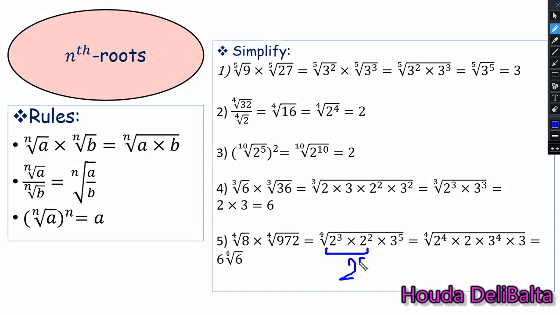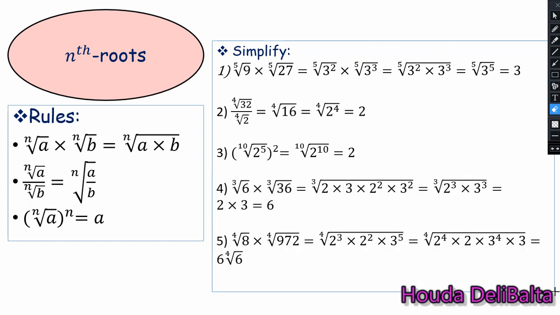But since the index is equal to 4, I need 2 to the power 4, so I decompose 2 power 5 into 2 power 4 times 2 to the power 1. Similarly, for 3 to the power 5, I decompose it into 3 power 4 times 3. Now 2 to the power 4 and 3 to the power 4 can be carried out as 2 times 3. So I will have 2 times 3 and fourth root of 2 times 3, so I will get 6 fourth root of 6.